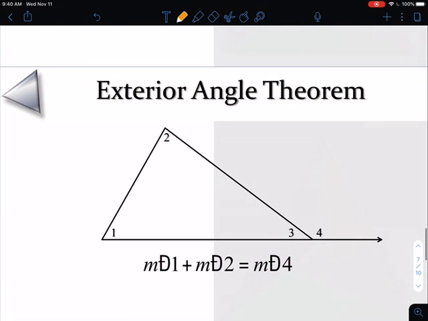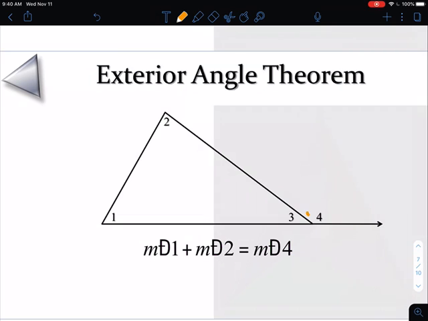When I'm given an angle on the outside, so when I create this exterior angle 4 here, if I can identify its remote interiors, so the 2 interior angles that are farthest away, so in this case angle 1 and angle 2, what we see is that if I take the measure of angle 1 plus the measure of angle 2, I get the measure of angle 4. So my 2 interior angles are always going to add up to equal that 1 outside angle.